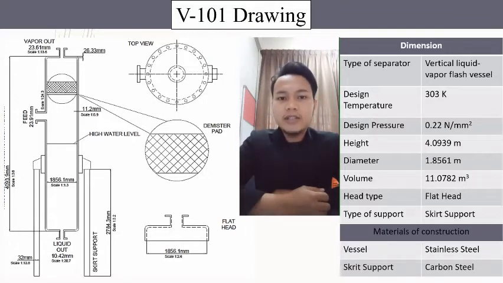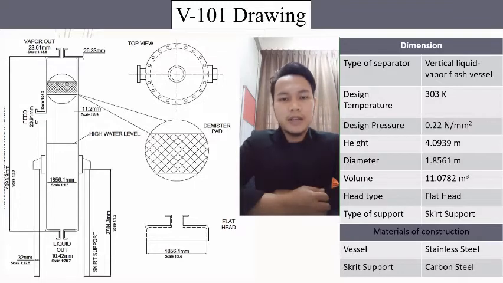The short summary design for the aspirator: the type of aspirator is a vertical liquid-vapor flash vessel. The design temperature and pressure are 303 Kelvin and 0.22 Newton per millimeter square. The height of the aspirator is 4.0939 meter, while the diameter is 1.8561 meter. The volume of the aspirator is 11.0782 meter cube.